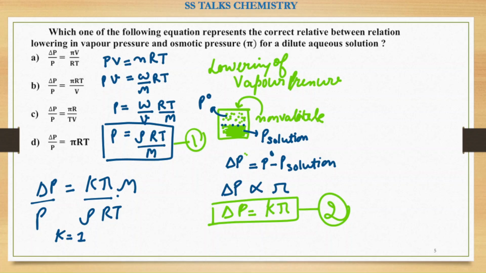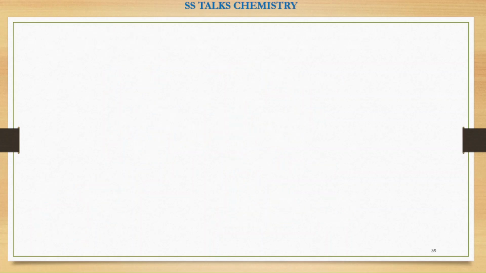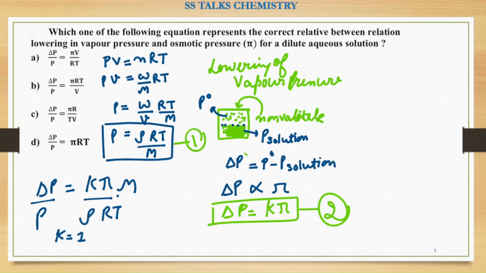So let me just add the slides. Just a second. So here we had this relationship. We have got it, K value equal to 1, so it becomes delta P by P is equal to pi M upon rho RT. This relationship we have got so far.